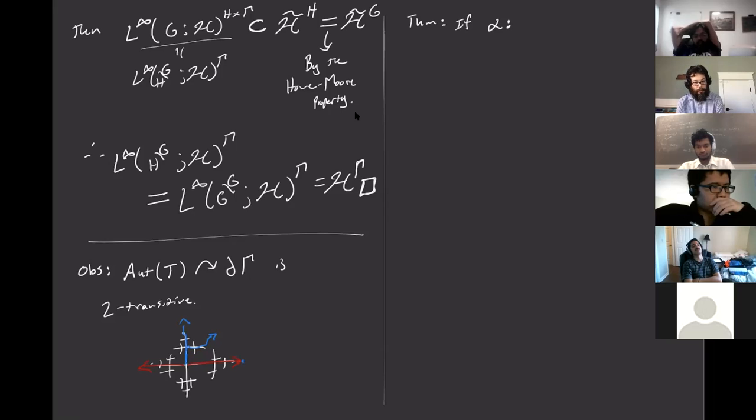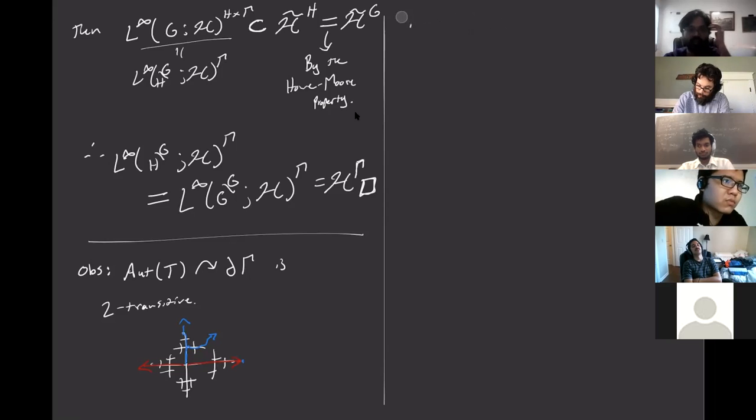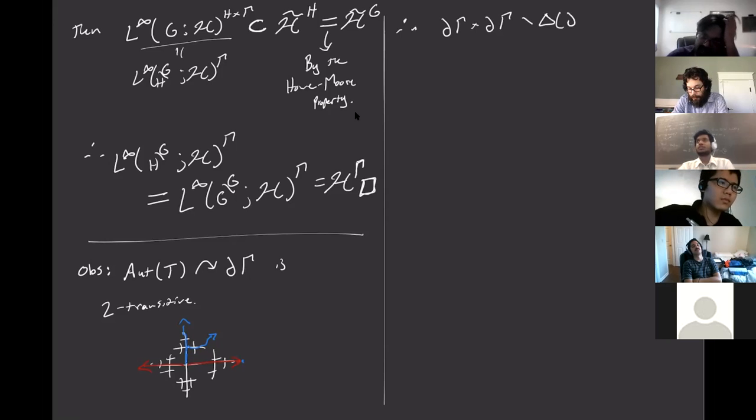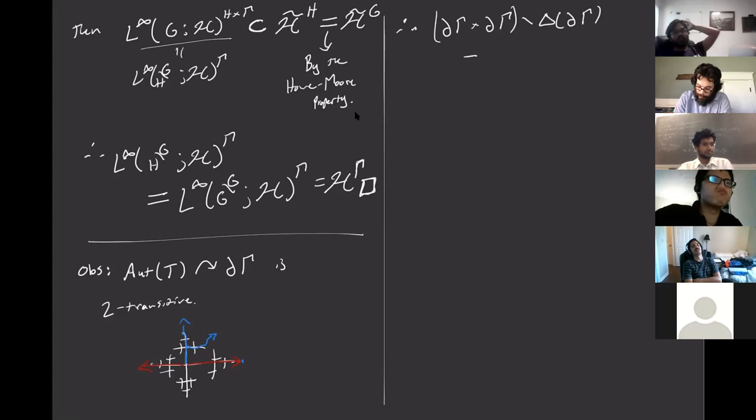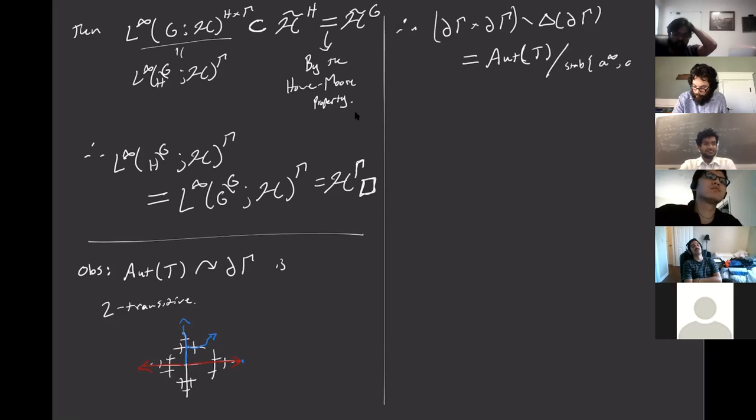And in fact, once you know it's two transitive, you can figure out that it's a homogeneous space. So the conclusion is that if we look at the boundary direct product the boundary, and take away the diagonal points, which I'll denote by delta, this is a homogeneous space. This is naturally just the automorphism group of the tree modulo the stabilizer of your favorite two geodesics. So how about the stabilizer of A infinity and A minus infinity, the stabilizer of these two points right here. Okay, I guess it's the intersection of the stabilizers. It should be more precise.